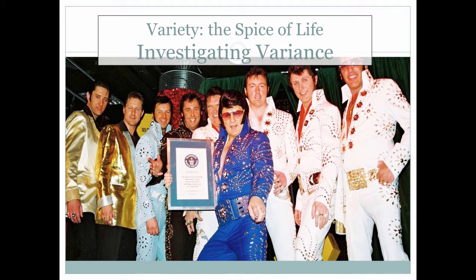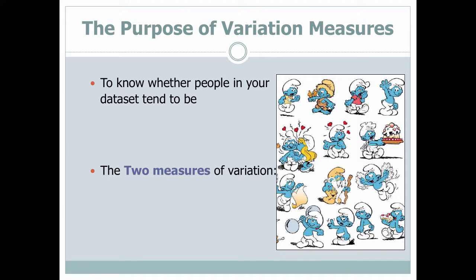And now let's look at variance. So what do we see here? There's a bunch of men dressed like Elvis Presley. The question is, who looks more like Elvis? They all do, but a couple of them look more like Elvis than the rest. So there are differences as to how well they capture the essence of the man they're trying to pretend to be. And that is what variance is all about.